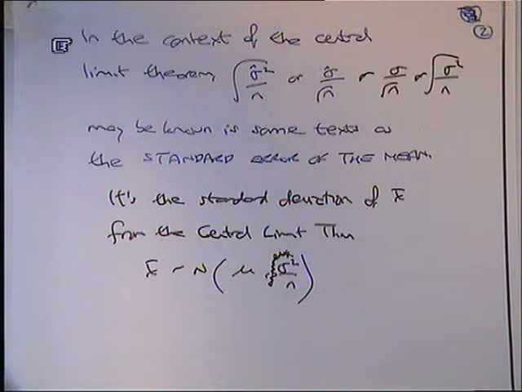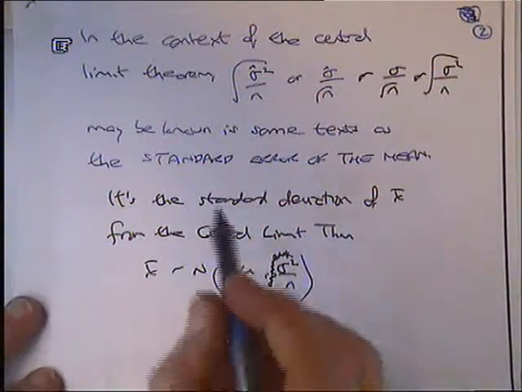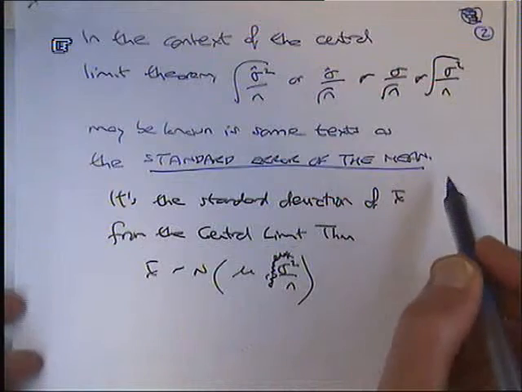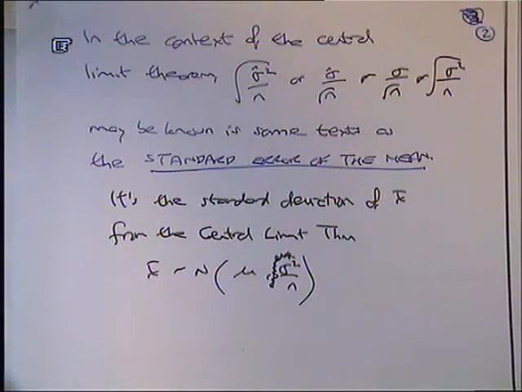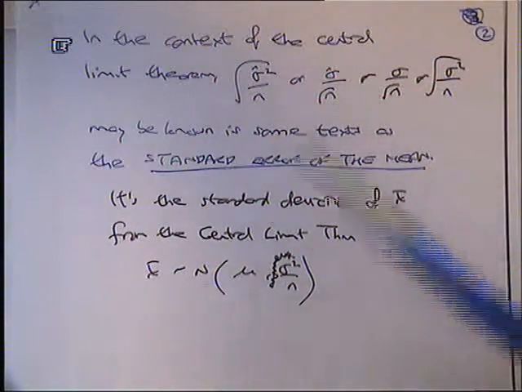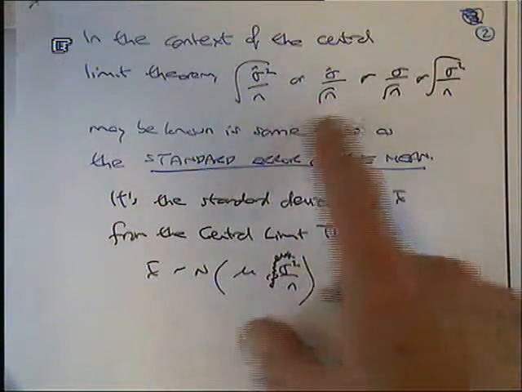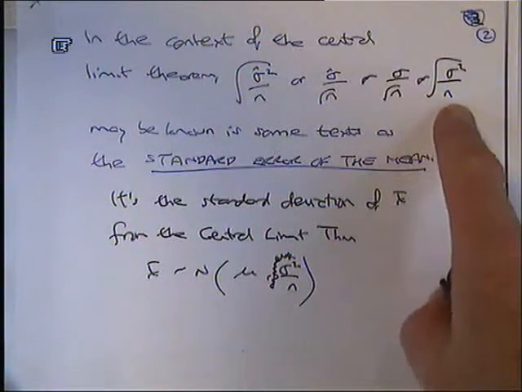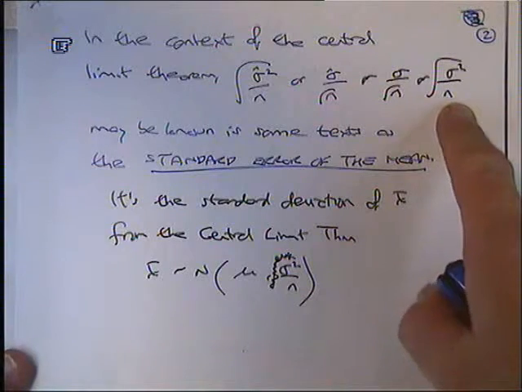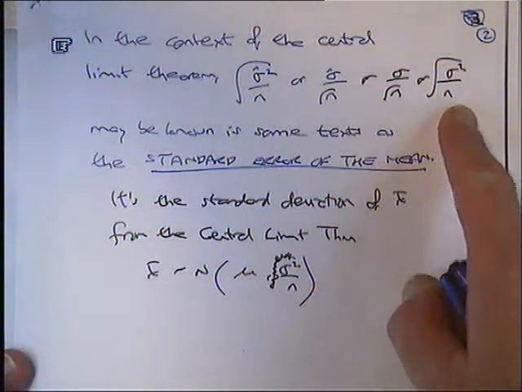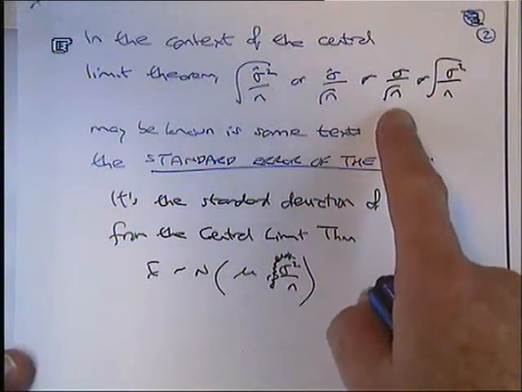There's one other bit of terminology which you might come across in some questions, and that's the phrase, the standard error of the mean. The standard error of the mean is basically sigma squared over n, square rooted, which is sort of what it's got here. Sigma squared over n square rooted. If you square root top and bottom, you get that.